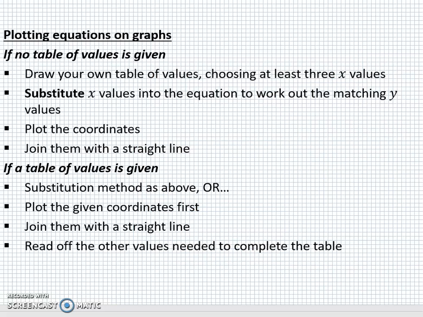So here is some nice bullet points for you to copy down. Okay, so plotting equations on graphs. If no table of values is given, okay, so the examples I've given you so far, you have been given a table of values. You would draw your own table of values, choosing at least 3 x values. Okay, substitute the x values into the equation to work out the matching y values. Then you would plot the coordinates as we were doing in our step 2. And we would join them with a straight line as we did earlier in our step 3, okay?